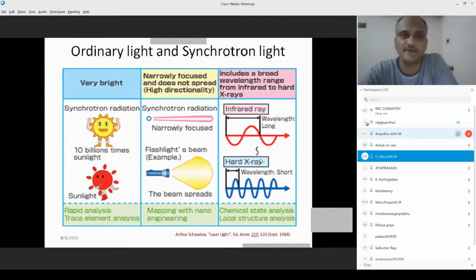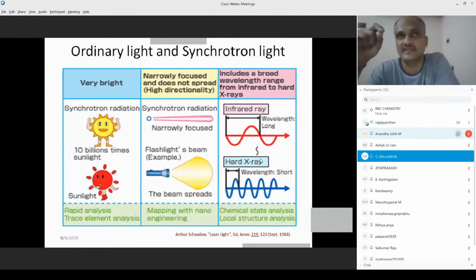And the second very important property is that synchrotron light is narrowly focused and does not spread. By using this, you can do nano engineering. What do we mean by nano engineering? For example, you can do lithography. What do we mean by lithography? By passing the light, you can create nano structures on a material.